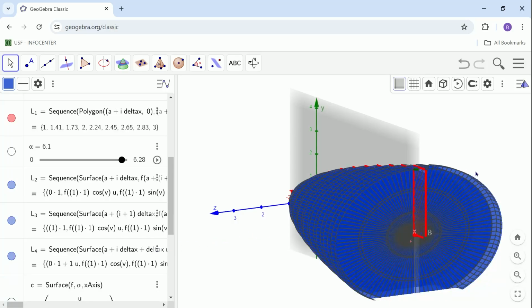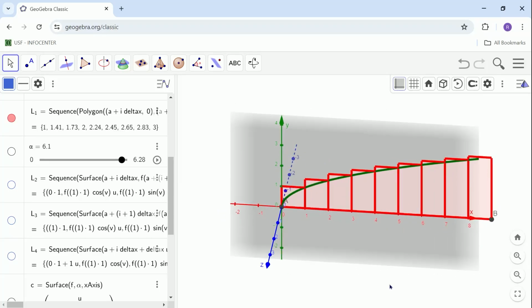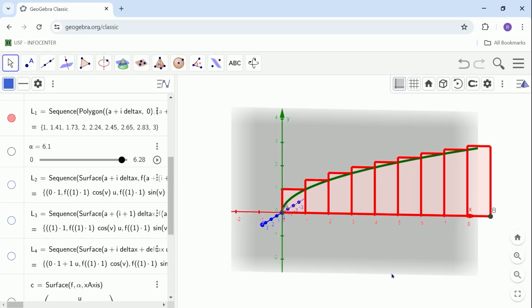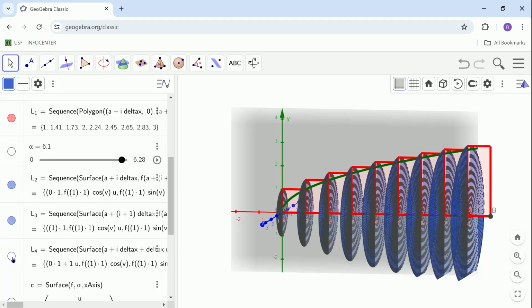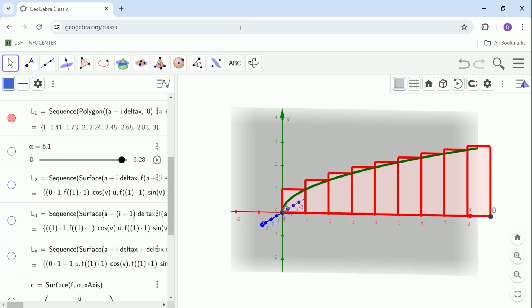This program tends to be a little slow to adjust, so I pretty much have to turn these off to rotate it and change the angle. Let's try that angle, see if that's a little better. All right, so we see we've got a whole bunch of disks stacked next to each other. Each of these disks is approximating the volume for a portion of the rotation of the graph, and each has a radius that's the height of the graph at a point in the little subinterval. Okay, so let's move this out of the way and get back to the problem.